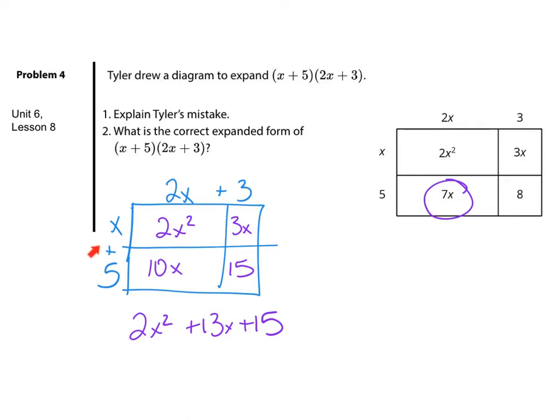You could also do it just using your parentheses and distributive property. Remember that the diagram is doing the distributive property over and over again. It's just organizing it for you. I do have some like terms, 10x plus 3x, and so I get 2x squared plus 13x plus 15.